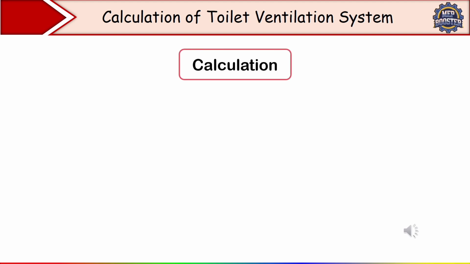Now remember, in case of toilet ventilation system, I have already discussed that for designing this ventilation system we have two methods. First, the air changes method, and second, the ASHRAE method. First of all, I will discuss the air changes method. Now see how we can do the calculation with the help of the air changes method. In that, some formula is there, and with the help of that formula you will get all the calculation.